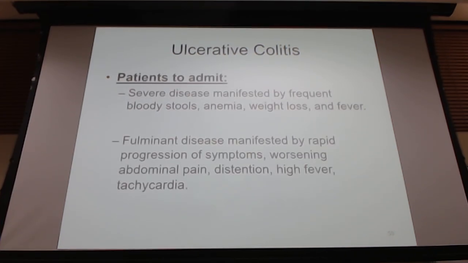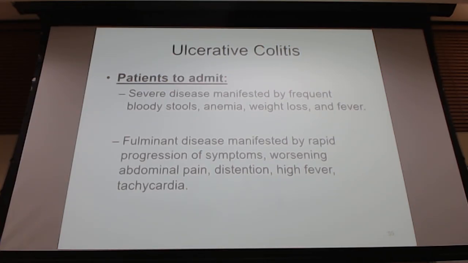Have a low threshold to admit any of these people, especially if they are on one of those biologics or the tumor necrosis factor medications, because they are immunocompromised, immunosuppressed. Have a low threshold to send them to an emergency department to get checked out, because it can progress to fulminant disease very quickly. So frequent bloody stools, anemia, weight loss, fever, those are all reasons we need to bring that person in. They're going to present with significant abdominal pain, distension, high fevers, tachycardia. That is a sepsis picture that comes into the hospital.